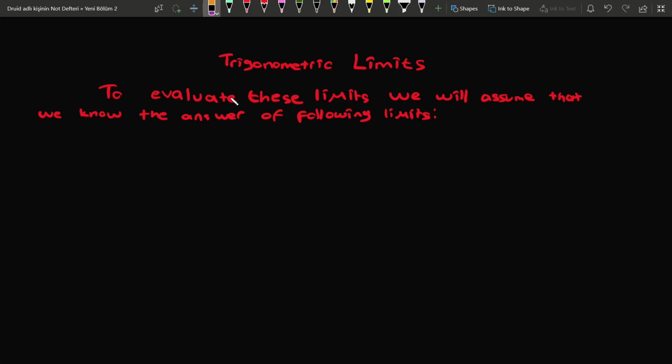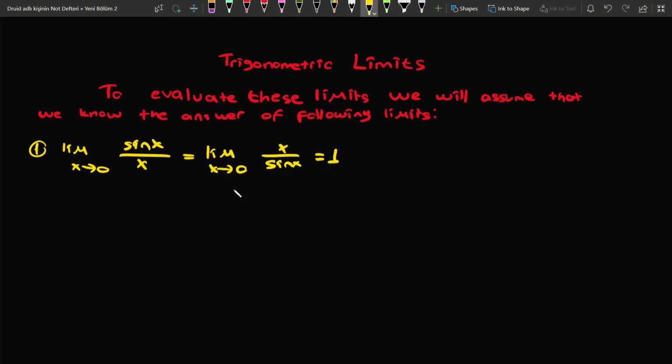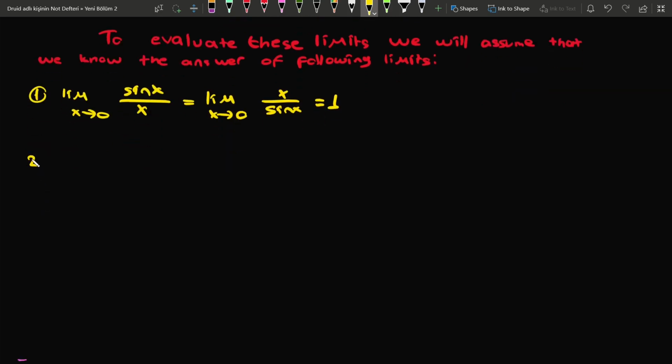Trigonometric limits. To evaluate these limits, we will assume that we know the answer of the following limits that we will share today. So, the limit of sine x over x as x approaches 0 is equal to the limit of x over sine x as x approaches 0 is equal to 1. This is the first limit rule that we will assume that we know. Let's move on to the second one.